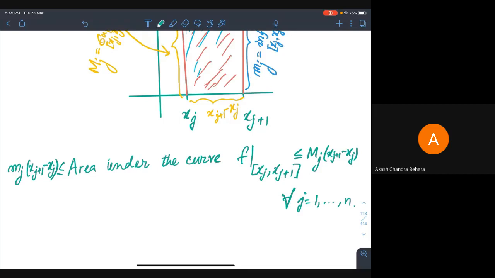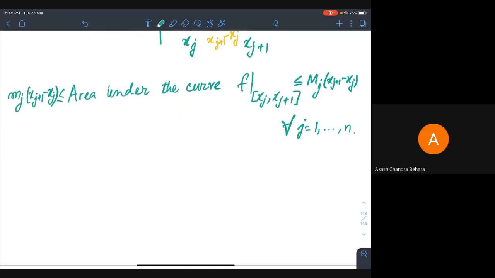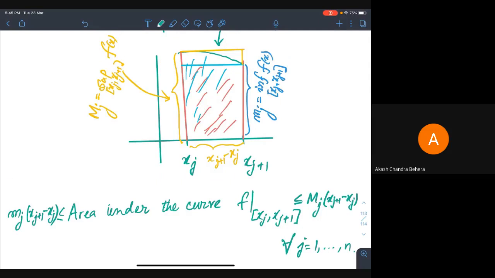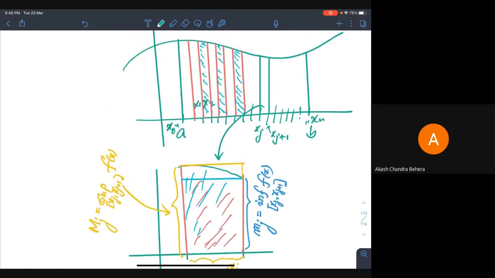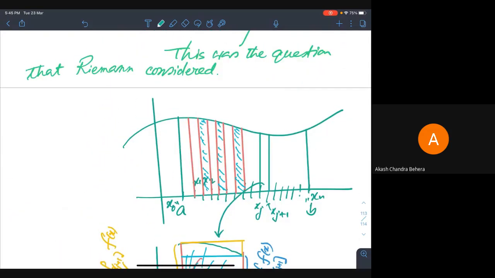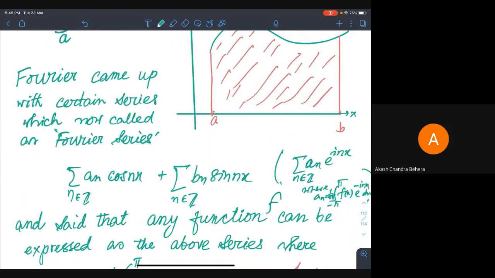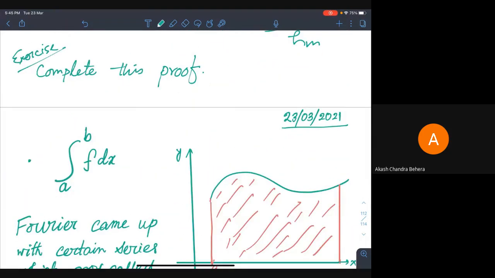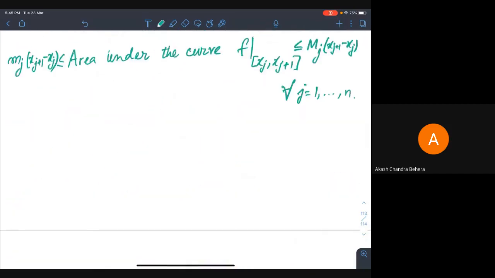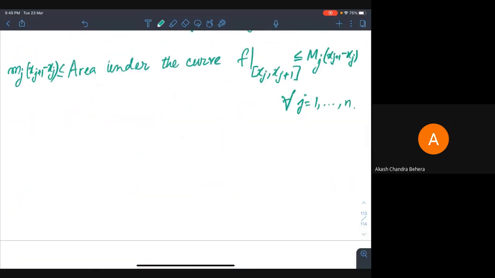Is this fine? This is not difficult, right? It's very simple. Then what we do is, of course, you see the area of this one. If you sum it up, you get the integration, as the classical definition of integration, which is the area under the curve, right? So we define this m_j times x_j.